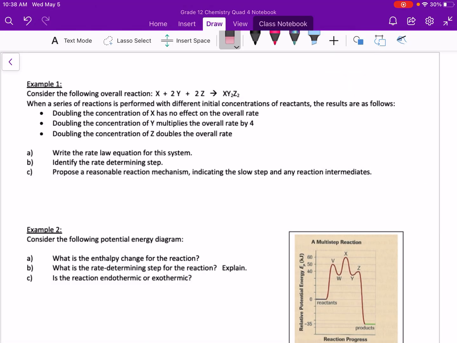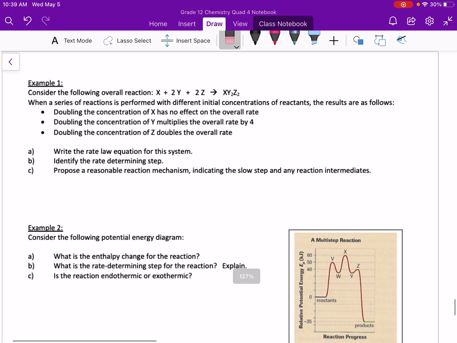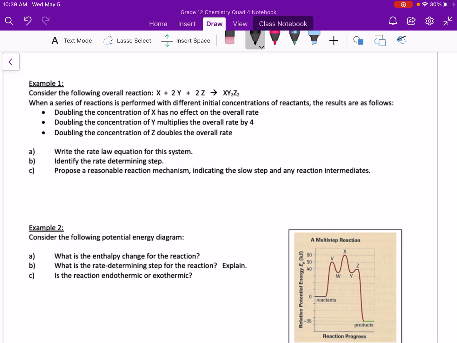In our first example, we have an overall reaction of x plus 2y plus 2z gives me xy2z2. When a series of reactions is performed with different initial concentrations of reactants, the results are the following. Doubling the concentration of x has no effect on the overall rate. That means that this is a zero-order reactant.